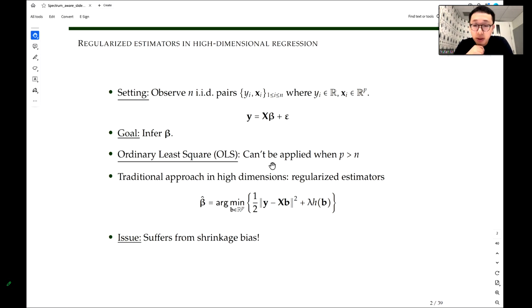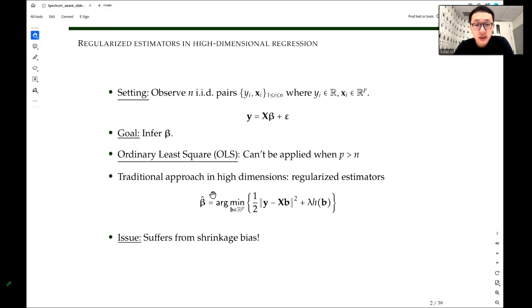and you read the p-values from your R or whatever statistics package. But a more challenging setting is when you have more covariates than data. In this case, OLS no longer works. For example, X transpose X is not even invertible. So this is basically the problem we want to consider.